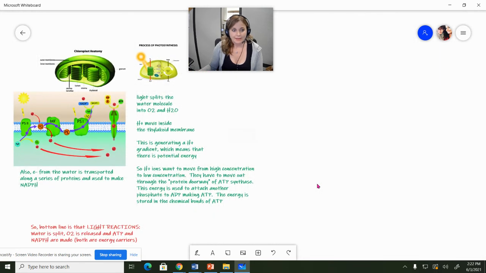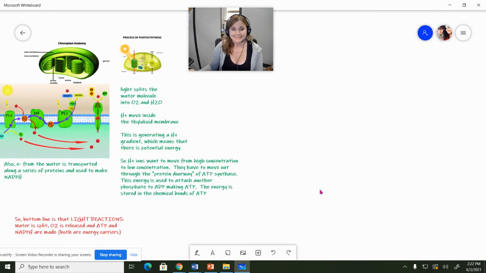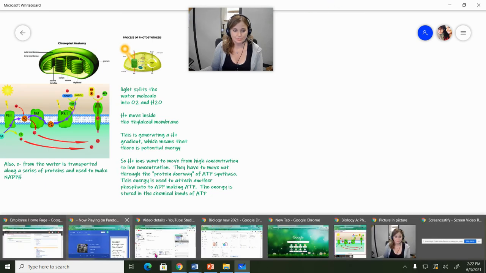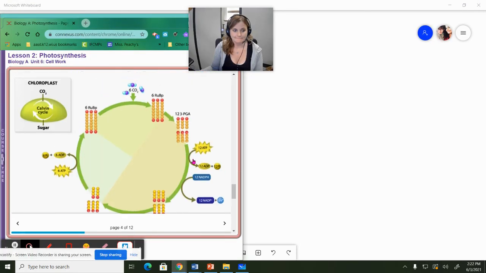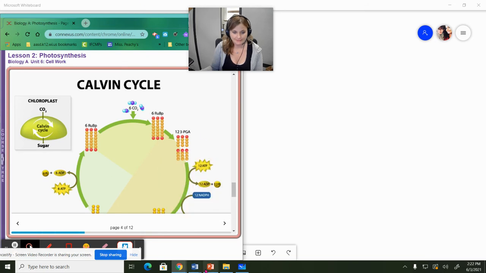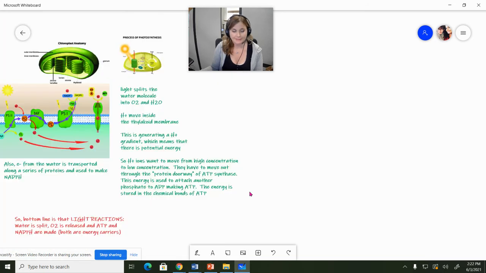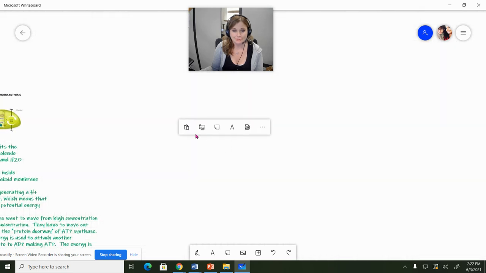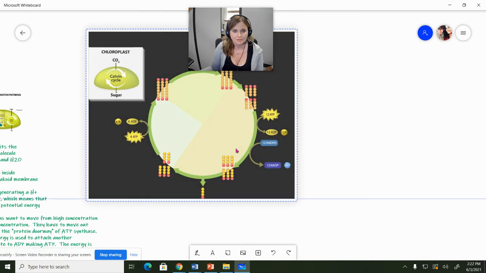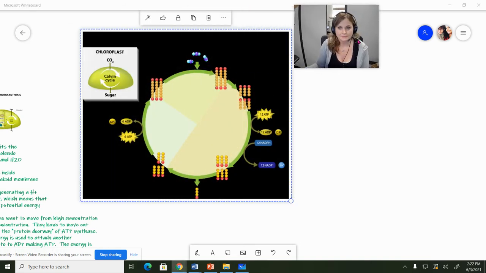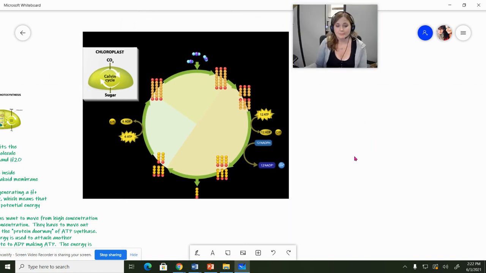So then we have our light independent reactions, which is also known as the Calvin cycle. I don't know, in biology they like to have different names for things sometimes just to make it more confusing, I think. So this one right here is our picture of the Calvin cycle. Beautiful. It's also very complicated, but rest assured that you don't have to know it all.